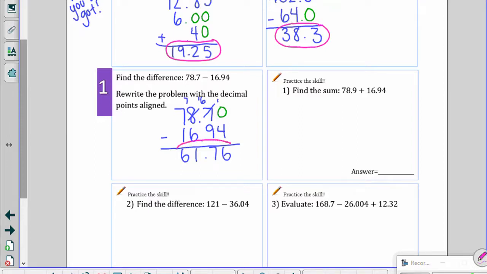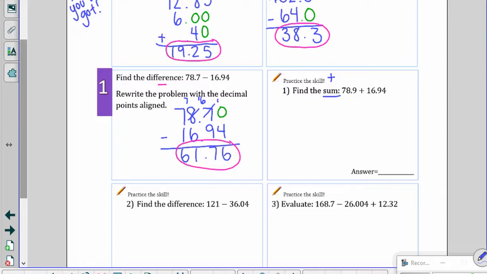Just looking at this problem again, remember difference is a subtract. For our next problem, we've been asked to find the sum of 78 and 9 tenths plus 16 and 94 hundredths. Remember that sum means that we have an addition problem. If you would like to pause the video and try this yourself and then check it with the video when you're finished, great. If not, let's keep moving.